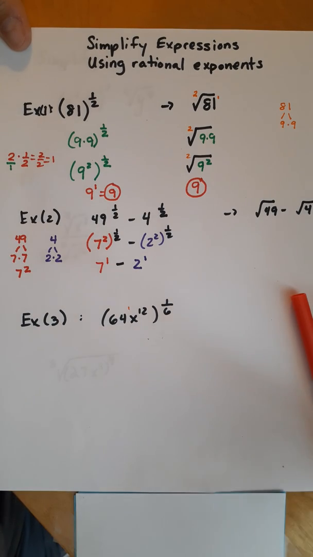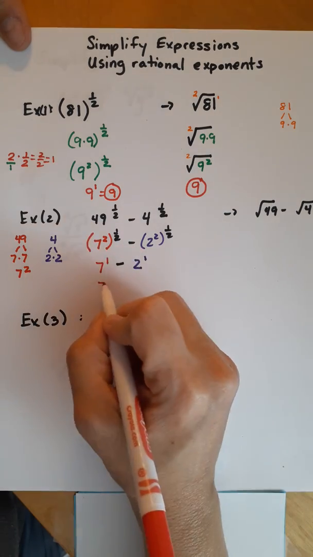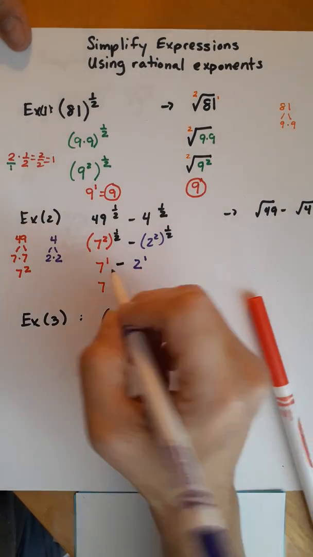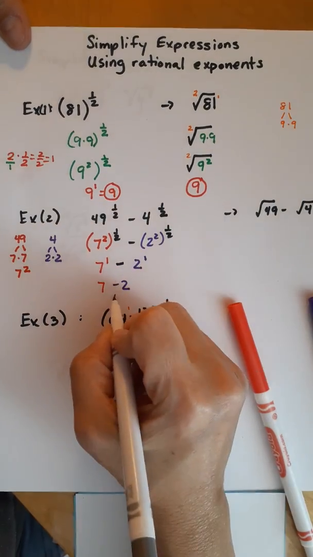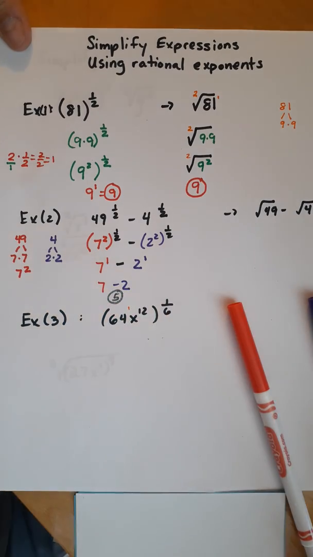Okay, and when we keep going, this will give us our final answer. 7 minus 2. This is exciting stuff. Will give us, dun, dun, dun, I'll do this in gray, 5. And there's our answer. Now, you guys, this is a very simple example, right?